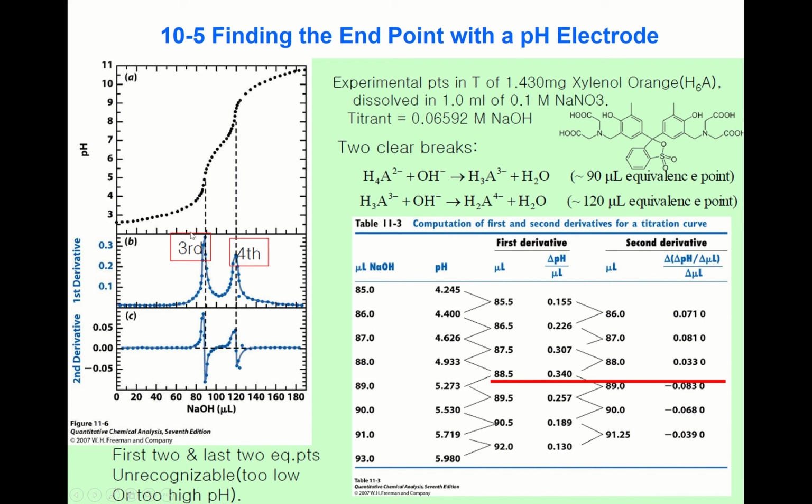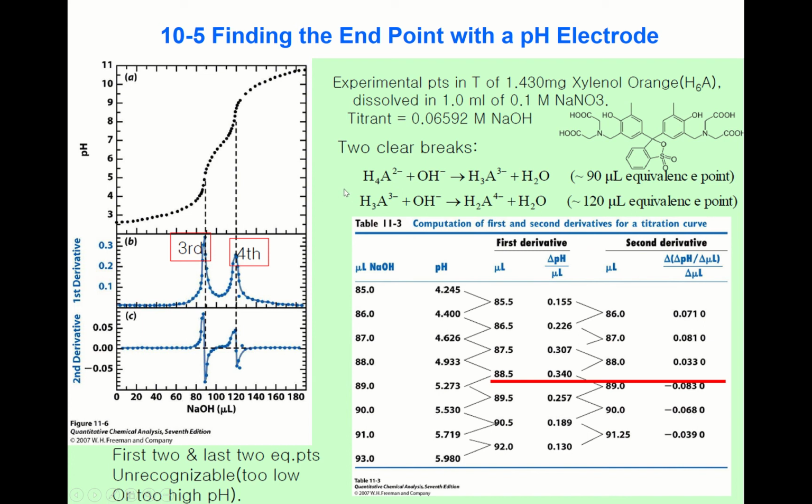The volumes of sodium hydroxide to reach each equivalence point are all the same, 30 microliters. So from this volume difference, we can infer that this is the first one and this is the second equivalence point.